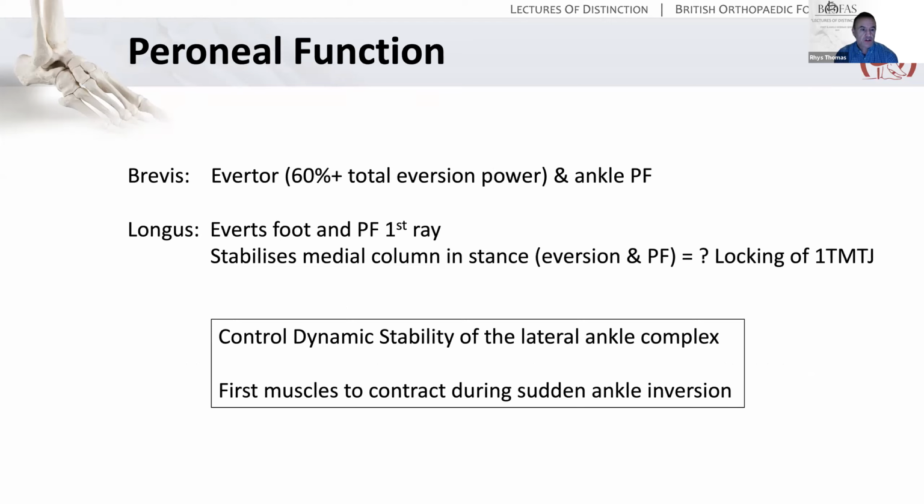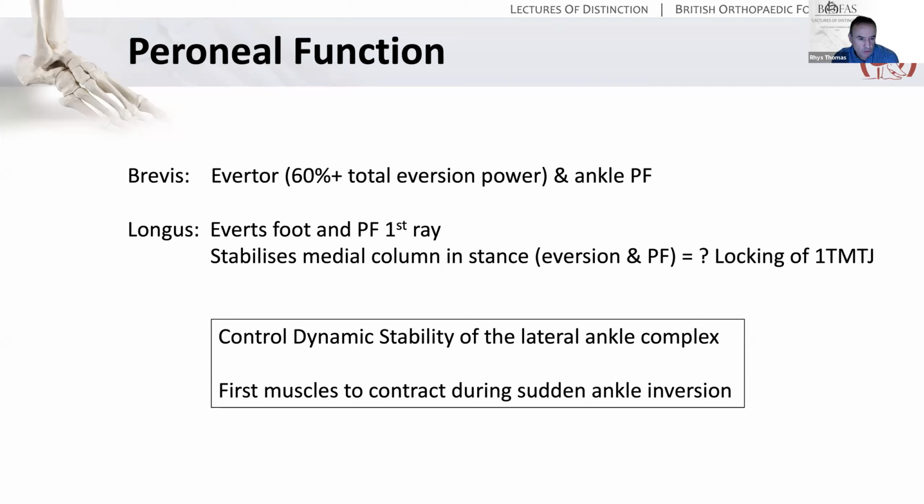So what do the tendons do? Well, brevis primarily is an everter. Whilst there's some controversy as to which of these is the most powerful, the brevis in most cases has been shown to perform approximately 60% of total eversion power. Obviously, it's an ankle plantar flexor as well.